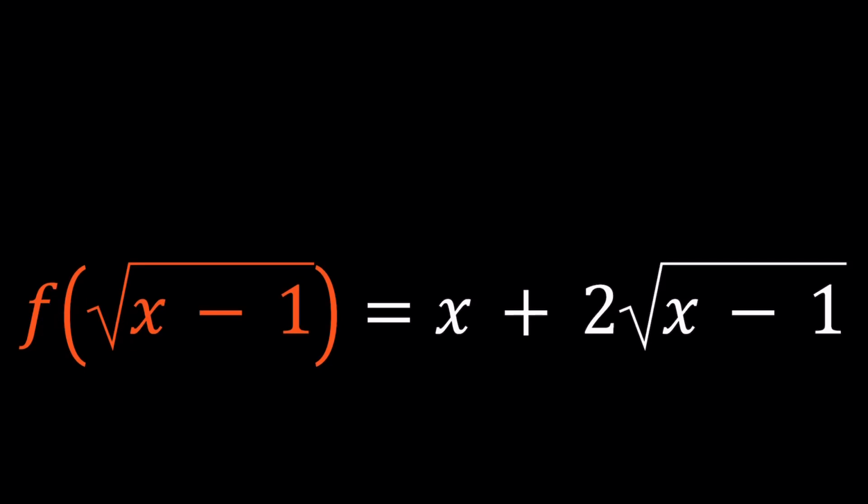Hello everyone. In this video, we're going to be solving a functional equation. We have f of square root of x minus 1 equals x plus 2 times the square root of x minus 1, which is the same expression that we have inside the parentheses. So does that mean anything?